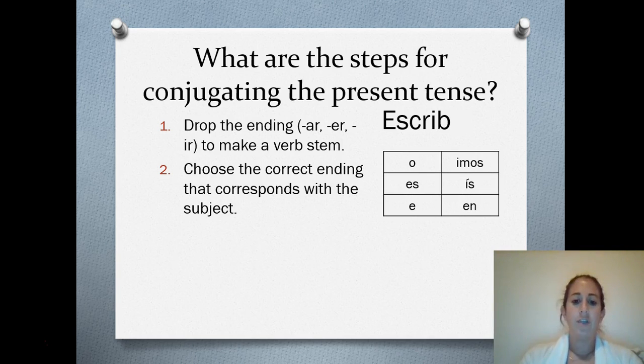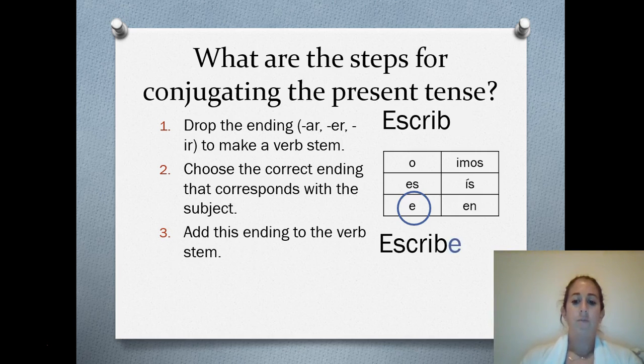We're going to choose the correct ending that corresponds with the subject. In this case, let's use ella, let's use she as our subject, okay? So we know that that's going to be in the bottom left-hand conjugation box. And then finally, we're going to add the ending, that a, to our verb stem. So our final answer is going to be ella escribe, or she writes, she is writing, or does she write?